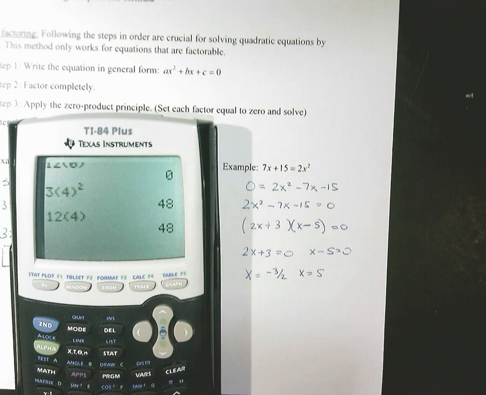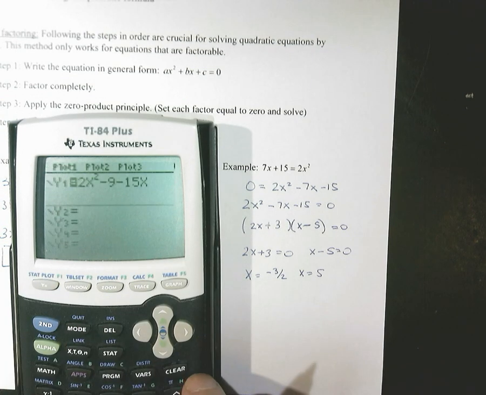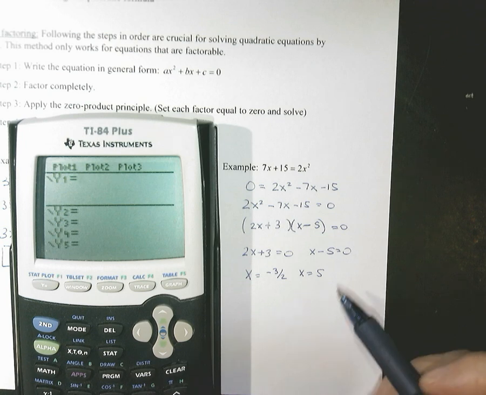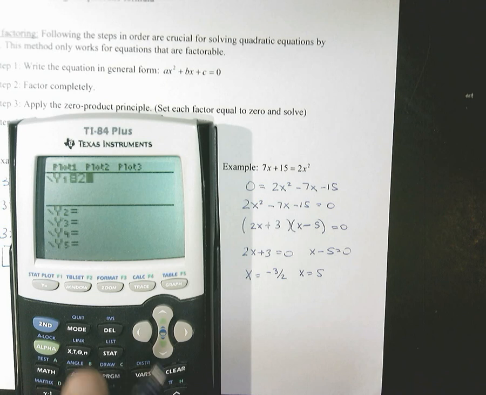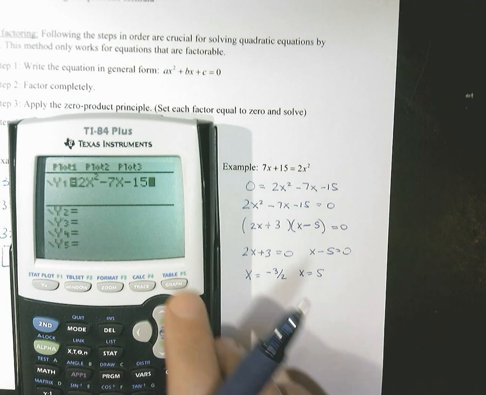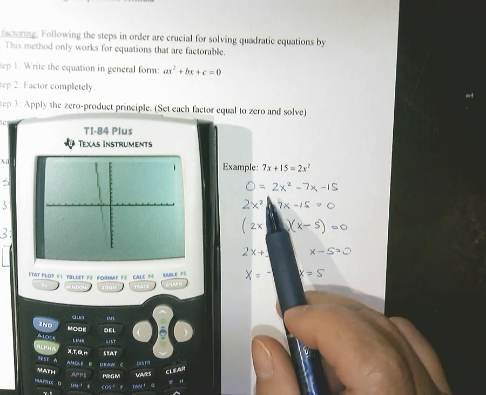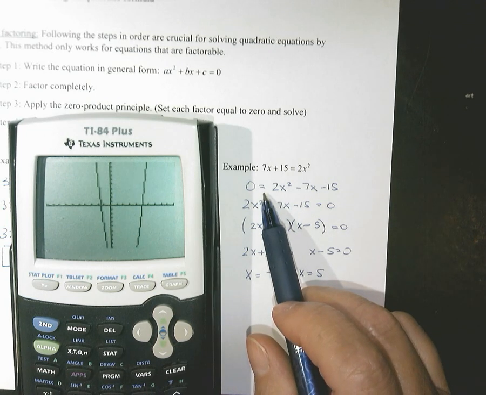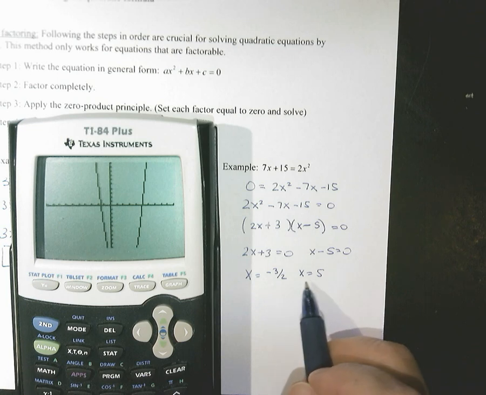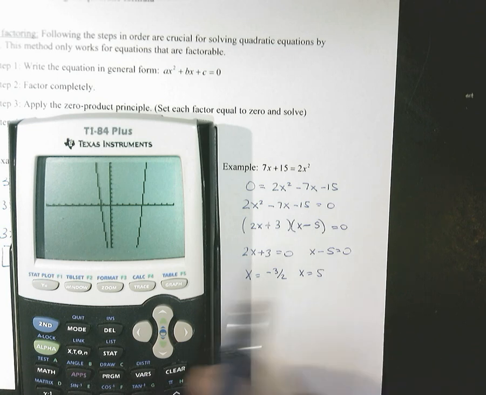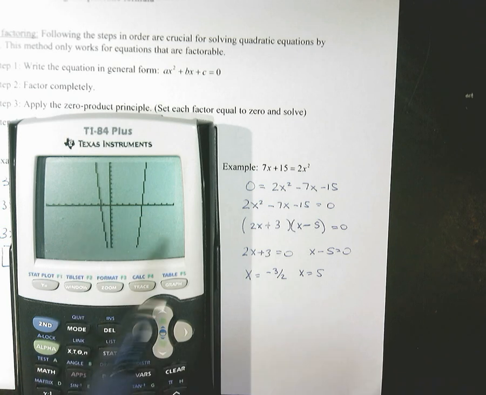To me, sometimes a graph just makes it easier. And since you've all had this before, it might make a little bit more sense to you. I'm going to take this equation, 2x squared minus 7x minus 15, and I'm going to graph it. Since it equals 0, that means it's going to cross the x-axis at negative 3 halves and 5. This looks like negative 3 halves, but I'm going to check it.